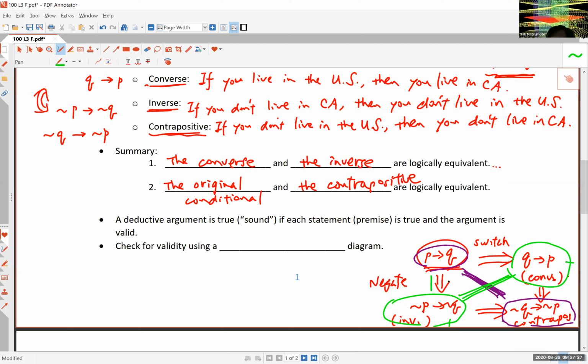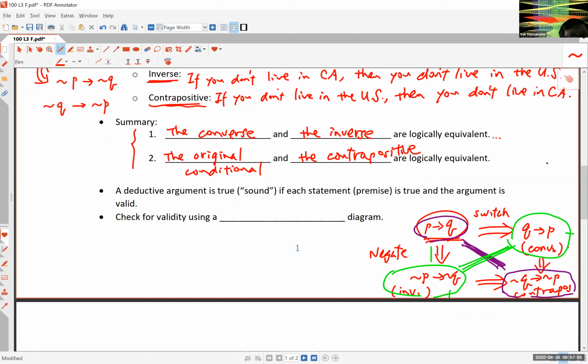So here's the point. Any movement to the right or to the bottom will give you something not logically equivalent. But if you move twice, sideways or vertically, you get the same thing back. Or if you go diagonally, by negating and switching, or switching and negating, you get the contrapositive, which is logically equivalent. Yeah, this is really confusing. I apologize for that, but that's the way it is.